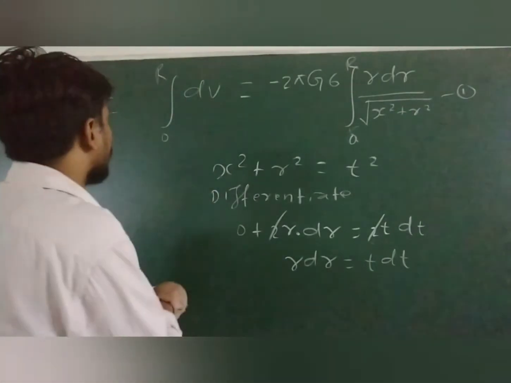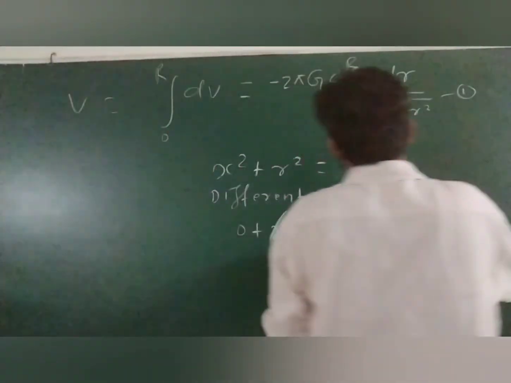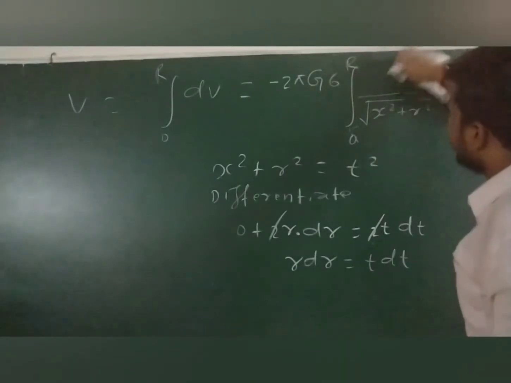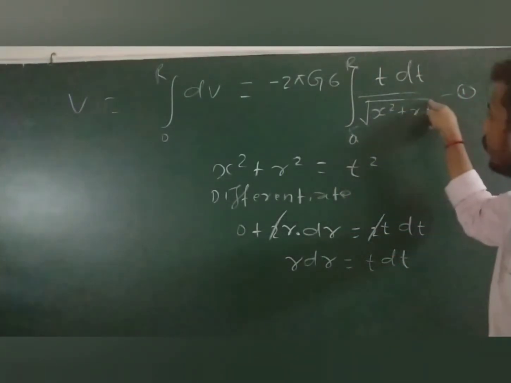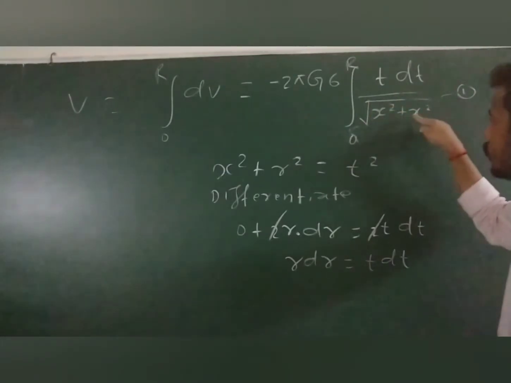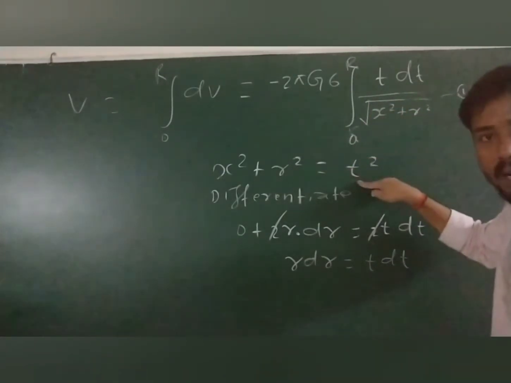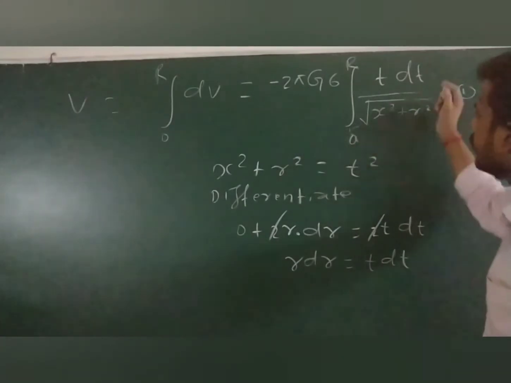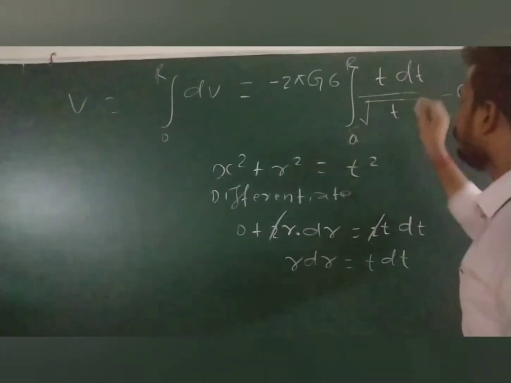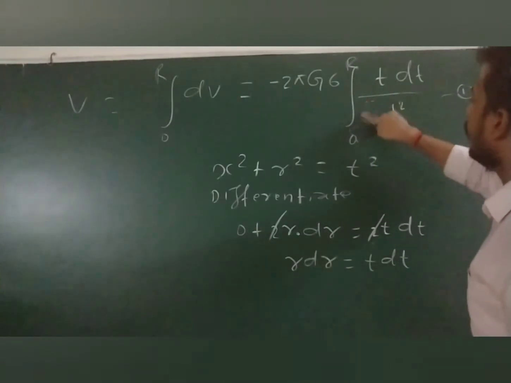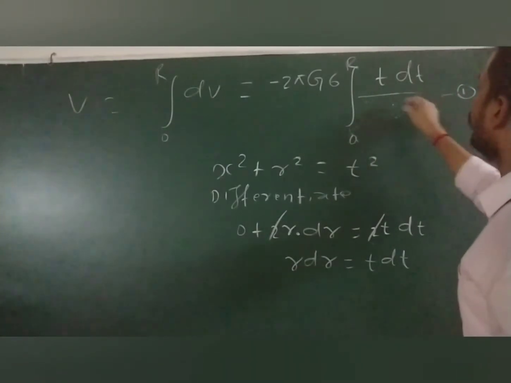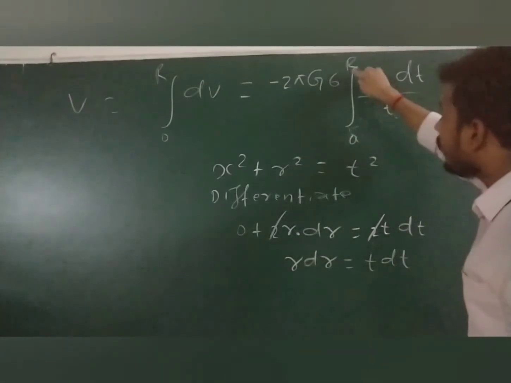Okay, so here I am going to put t dt because at this place there is r dr. And in place of x square plus r square, I can put t square, so this will come outside the root. This becomes t. But the limit will be changed. Why?